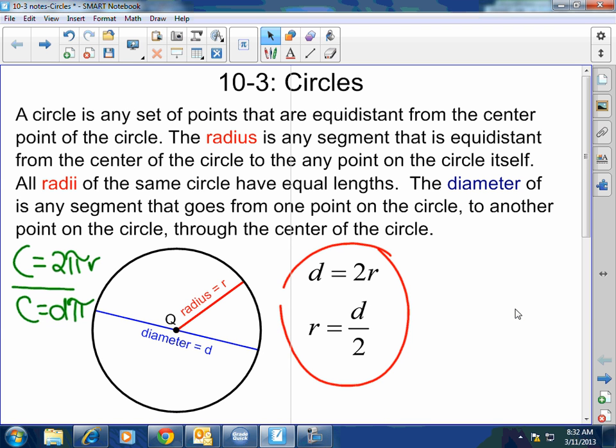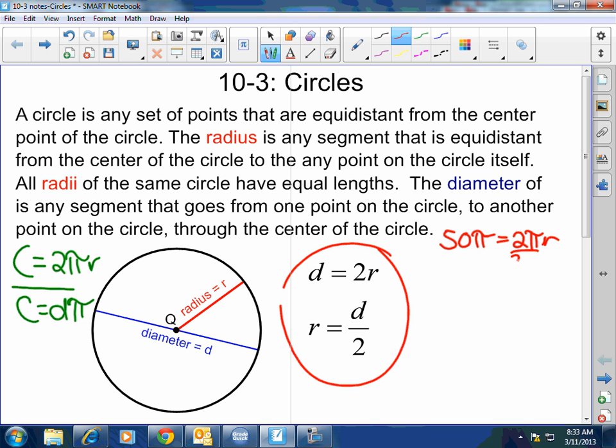Yes, sir? You could use both or either. For example, they say the circumference is 50 pi. Find the radius. Well, you know that 50 pi equals 2 pi r. So if you divide by 2 pi here, you know that your radius is going to be 25 units, whatever it is, inches, centimeters, feet, yards.